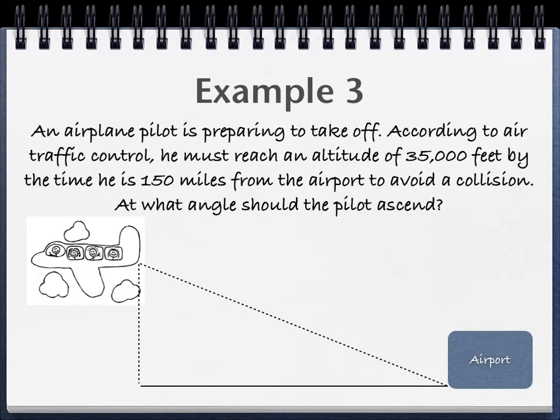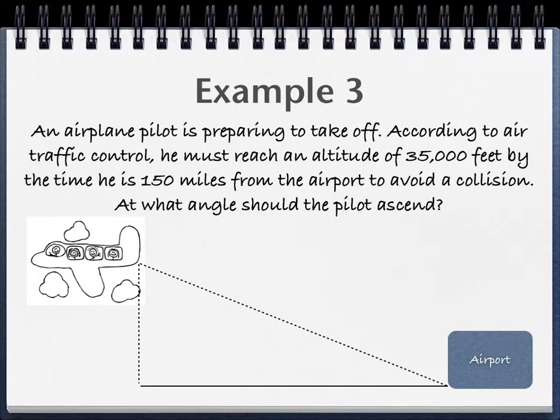Okay, let's look at an example like this with some brilliant artwork once again. An airplane pilot is preparing to take off. According to air traffic control, he must reach an altitude of 35,000 feet by the time he's 150 miles from the airport to avoid collision. At what angle should the pilot ascend?